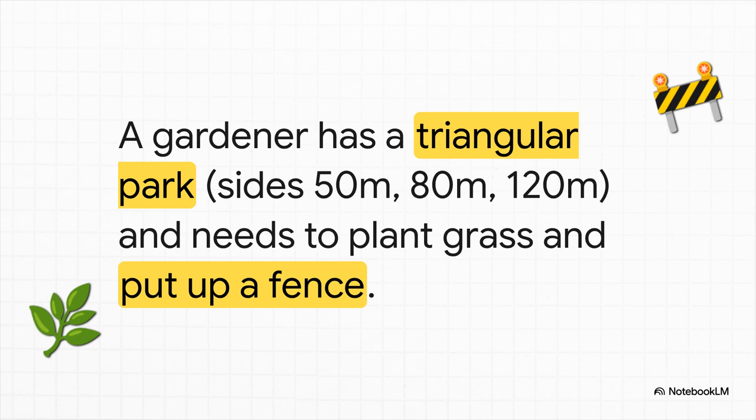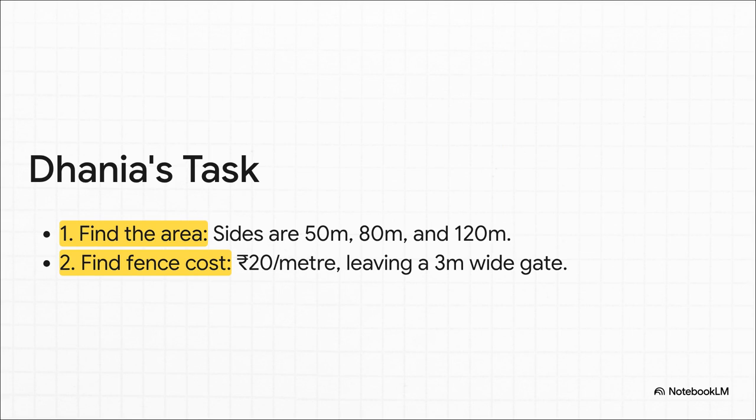Let's meet Dhaniya, the gardener. She has a triangular park, and she has 2 jobs to do. Now pay attention because this kind of multi-step problem is super common in exams. So let's just break it down into simple parts. First task, she needs to find the area inside the park so she can plant grass.